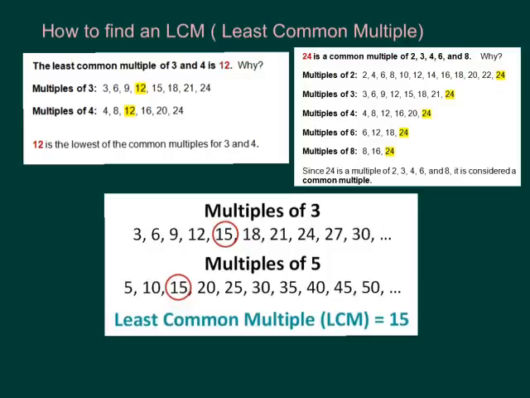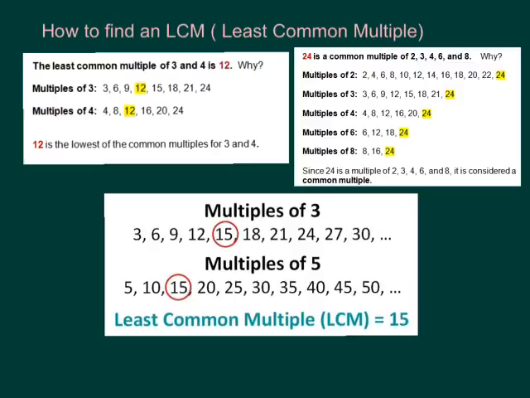Here is one more example. We're going to try to find the least common multiple of the number 3 and 5. So if you list the multiples of 3: 3, 6, 9, 12, 15. And then you list the multiples of 5, you find 5, 10, 15. 15 is the first number on the list that matches. That is our least common multiple.